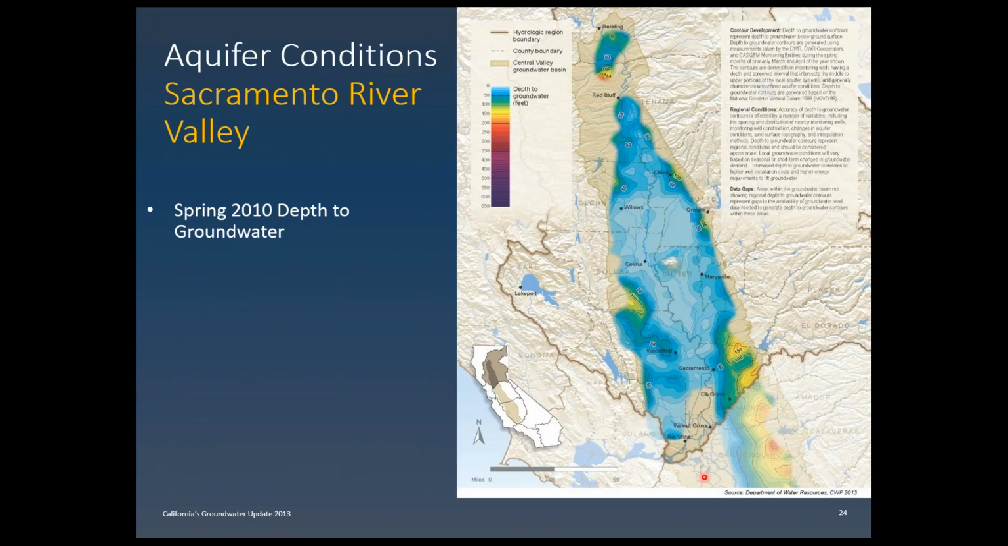This might be a little hard to see, but this is the spring 2010 depth to groundwater throughout much of the Sacramento Valley and San Joaquin. We did a much more detailed analysis of the groundwater levels and changing groundwater, as well as changing groundwater in storage. We didn't have enough information to do it for the remaining hydrologic regions, so for this particular section of this presentation, we're only going to focus on the Sacramento River Valley.